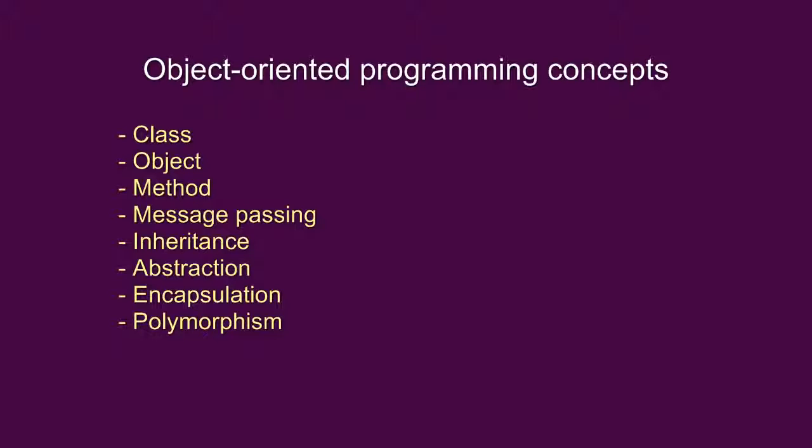The fundamental concepts of object-oriented programming include class, object, method, message passing, inheritance, abstraction, encapsulation, and polymorphism.